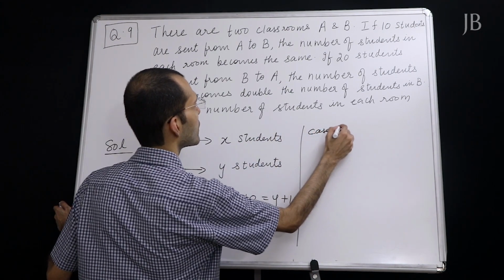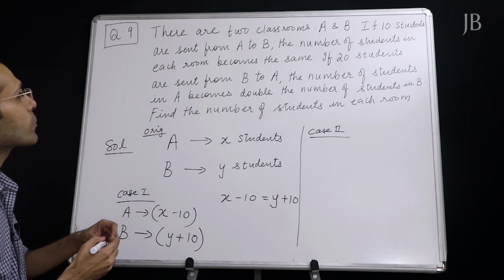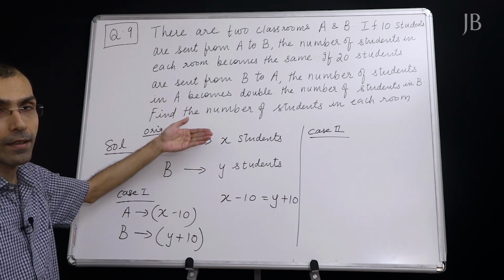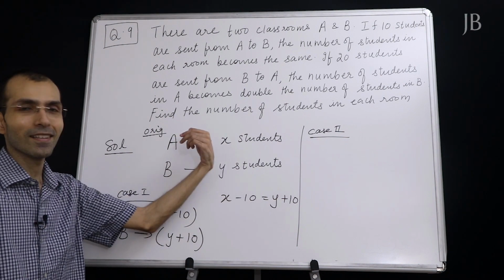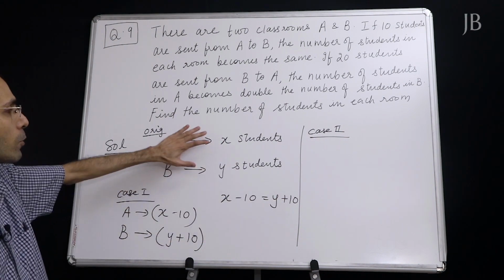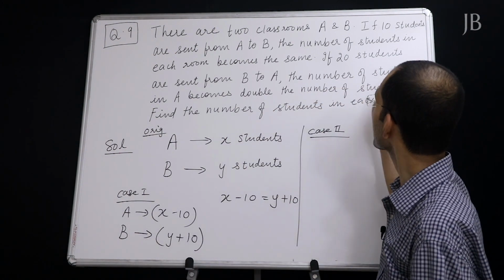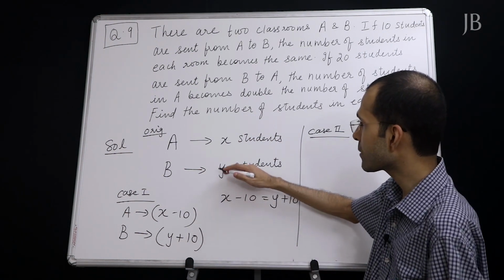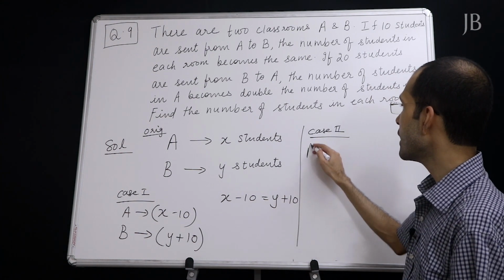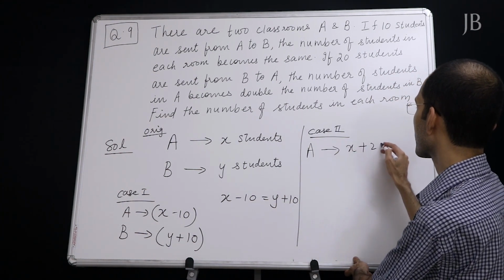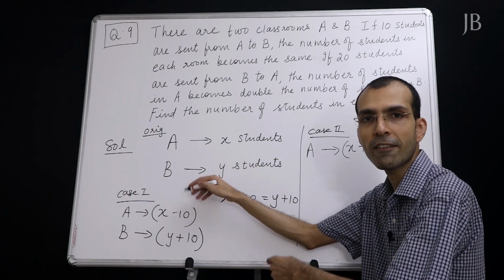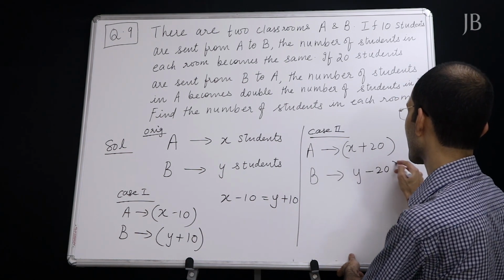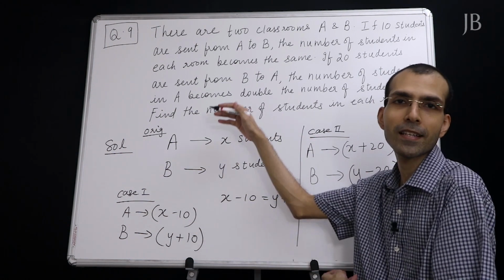Case 2. If 20 students are sent from classroom B to classroom A, you have to compare it with the original, not with this. All situations are compared with the original. Now if you send 20 students from B to A, A will have x plus 20 students because 20 students from classroom B have moved to A, and B will have y minus 20 students because 20 students from B went to A.